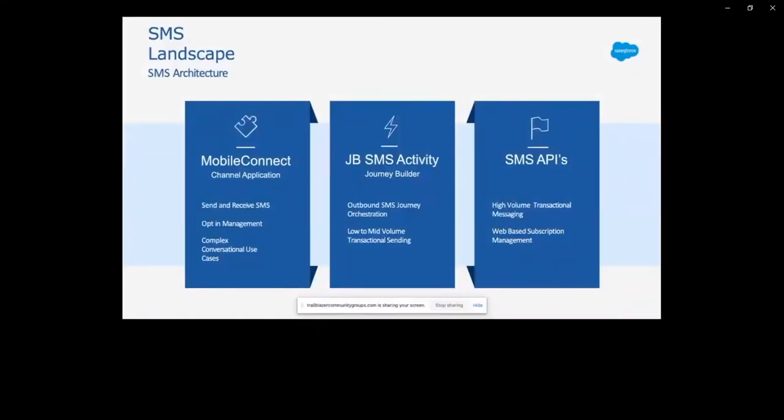By using Mobile Connect, you can have a Journey Builder SMS activity available under Journey Builder, where you can plan a journey for your customers. Journey Builder can leverage Mobile Connect and enhance the experience of sending outbound SMS journey orchestration, along with low to mid volume transactional sending as well. You can find all the small-level analytics in the journey itself. What else? For configuration, I have Mobile Connect administration and the Journey Builder SMS activity.